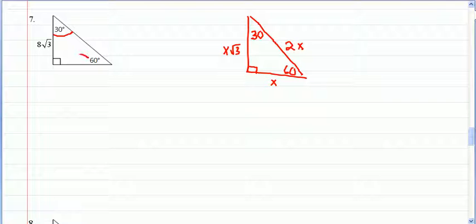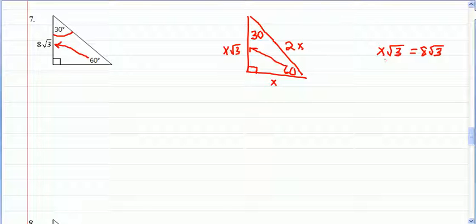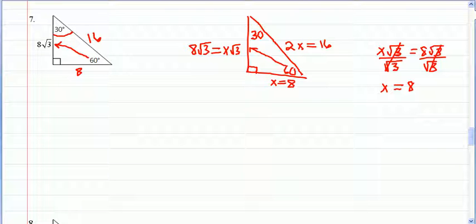Now I look at what's given, and across from 60 is the side that's given. Across from 60 is x root 3. So I take x root 3, set it equal to 8 root 3, divide both sides by root 3, so that the root 3's cancel, and I'm left with x equals 8. So this side is 8, this side is 16, all of the x's get replaced with 8, so the missing sides are 8 and 16.